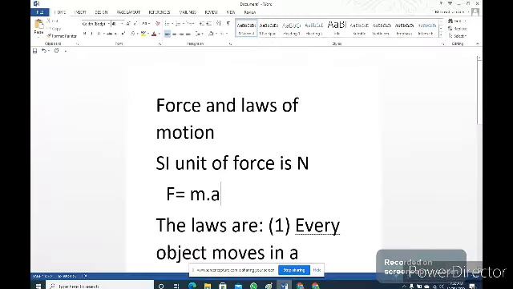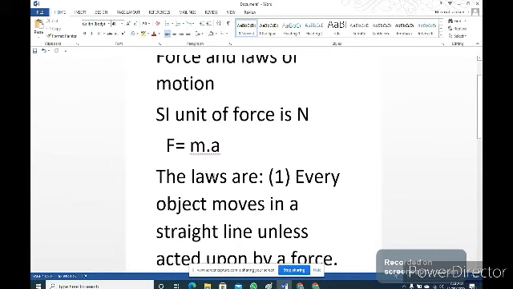The formula for force is mass into acceleration. So what do we mean by mass? Mass is the amount of matter in a particular object. It's measured in kg. So mass into acceleration is known as force. Now, there are three laws of motion. Law number one: every object moves in a straight line unless acted upon by a force.